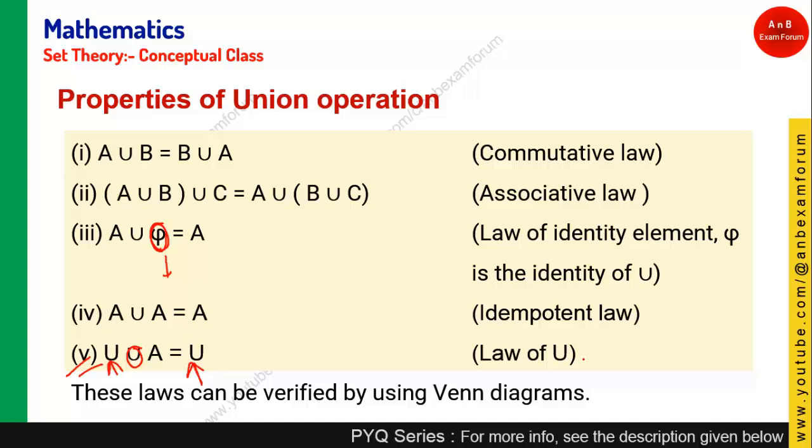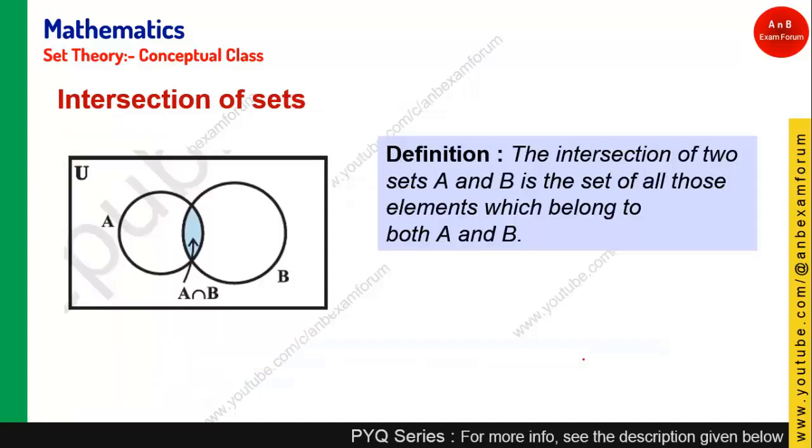This is a very simple one, and it will not be asked in the exam, but it will definitely be helpful during simplification of the laws. Okay, the second operation is the intersection of sets. As we have seen in union, all these portions are included, but in intersection the common elements will be taken out. So it is basically the set of all those elements which belong to both A and B. This portion denotes the elements which are present in both A as well as B.